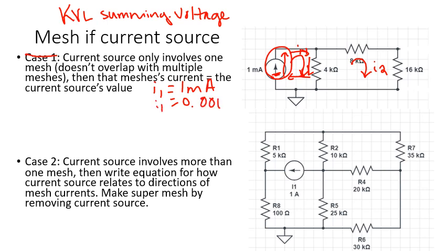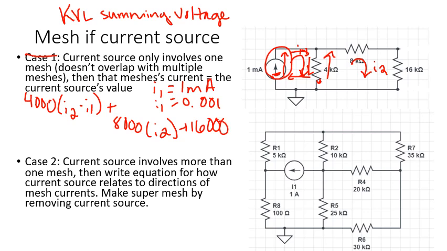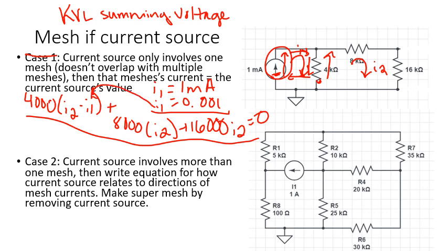So I already know what I1 is. I don't have to write equations for it. I would only have to write equations for I2, which again would be 4,000. If I start down here and go up through here, that's my 4 kilo ohm, onto I2 minus I1, since I want I2 to be positive, plus 8,000 I2 plus 16,000 I2 would equal 0. I now have two equations, here's one equation, here's my second equation, and two unknowns. But it's really only like one equation and one unknown, because I could just plug this value in for I1.